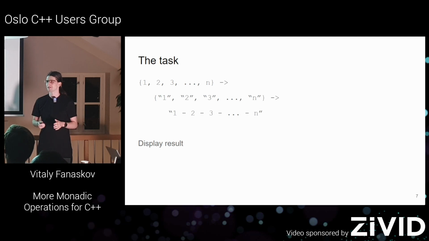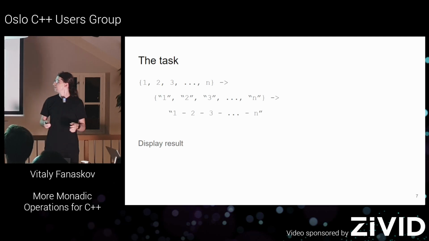There is a quite common task. We have a sequence of numbers, say integers. Then we want to transform it to a sequence of strings, and then we want to join it with, say, spaces and hyphens. You probably know this is the common map-reduce pattern, so we apply some functions over all elements of the collection, and then join it all together. And then we also want to display the result.